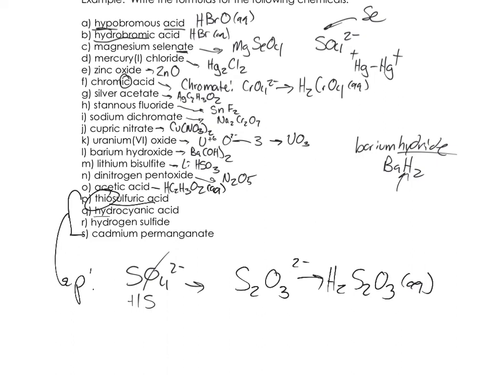Hydrocyanic acid. So I had the hydro portion with an ic. Hydro-ic means it ended with ide. Cyanide is like that. So I need to balance out the charge with a hydrogen and aq. Hydrogen sulfide, H2S. And cadmium permanganate. Cadmium only has one oxidation state. And this is MnO4, 2.